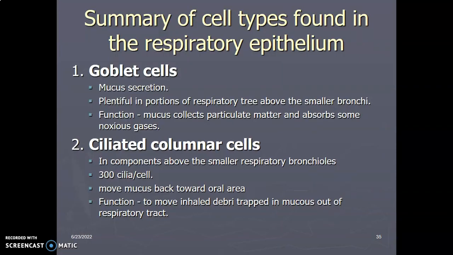concentration gradient. So what are the cells in the respiratory epithelium? You have goblet cells that produce mucus to collect particulate matter and absorb noxious gases. Then you have number 2, ciliated columnar cells. These form the lining of the respiratory system. They're ciliated, so the cilia will propel whatever inhaled debris. Because when you inhale the debris, the mucus will trap it, then you need to get rid of it. So it's the cilia that will propel it upwards so that you can cough it and swallow it.